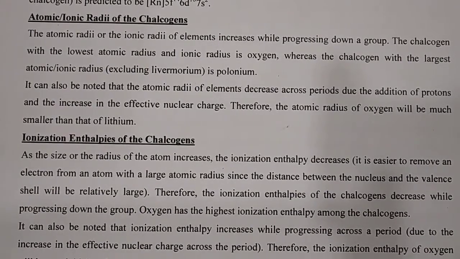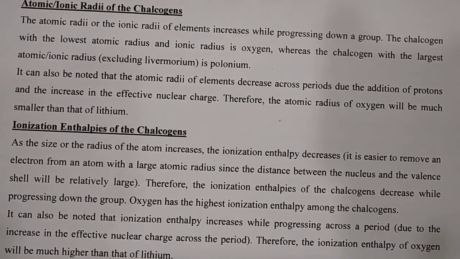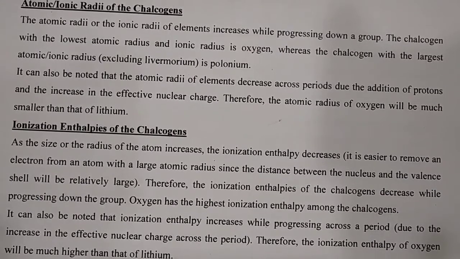The atomic radii or the ionic radii of elements increase while progressing down the group. Once again, chapter 3, standard 11 concept. When you come from up to down, atomic number increases, molar mass increases, size increases, and due to this, atomic and ionic radii increase. The chalcogen with the lowest atomic radius and ionic radius is oxygen.